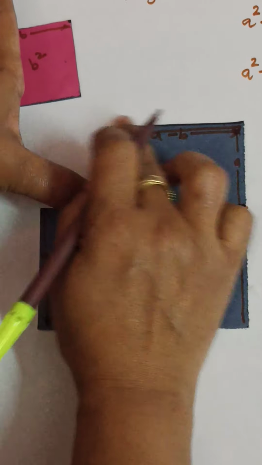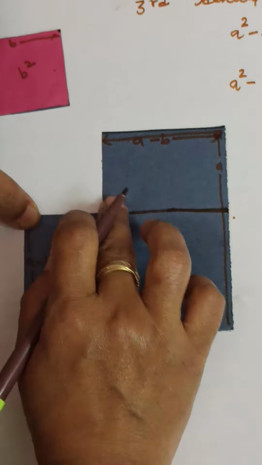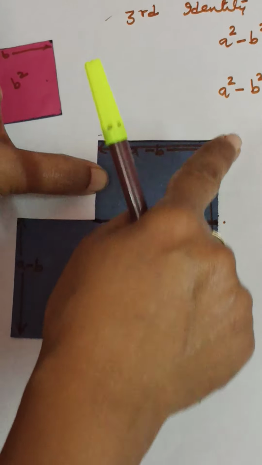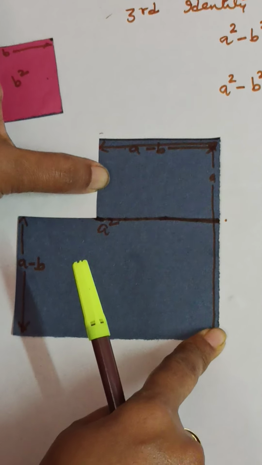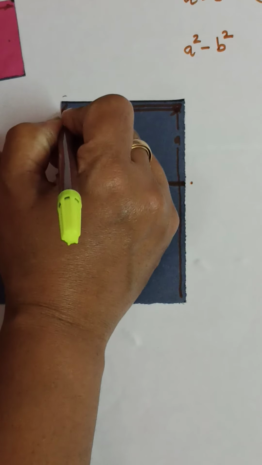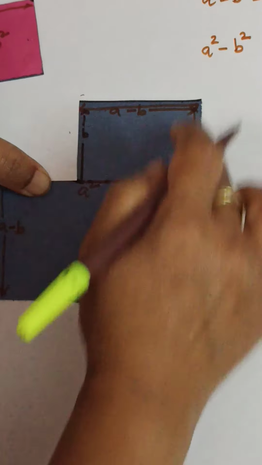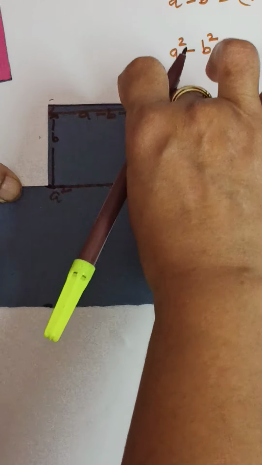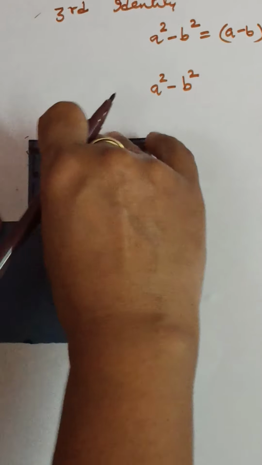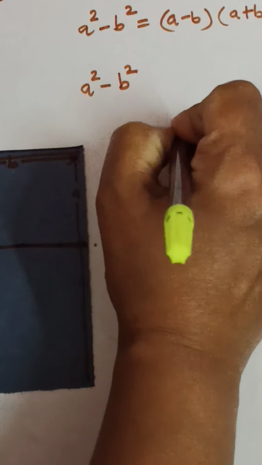This is a rectangle and this. So the area of this rectangle you can find. This is A minus B. This whole was A and here to here it was B. So this much was B. So B times A minus B is the area of this rectangle.